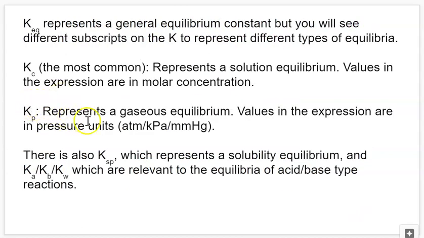There's also Kp, which represents a gaseous equilibrium. And gases are usually measured as pressure to know how much gas there is in a system. So these values are usually expressed in pressure units, either atmosphere, kilopascals, or millimeters of mercury. You'll also see Ksp, which represents a solubility equilibrium, which relates to how soluble or insoluble something is. And we're going to cover this a lot more in part 2 of Unit 7. And then there's also Kb, Ka, and Kw, which are equilibria relevant to acids and bases. And this is going to be covered a lot more in Unit 8.